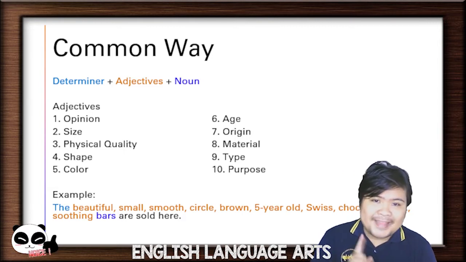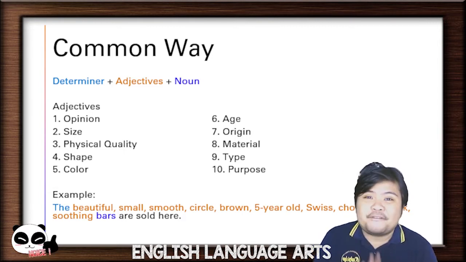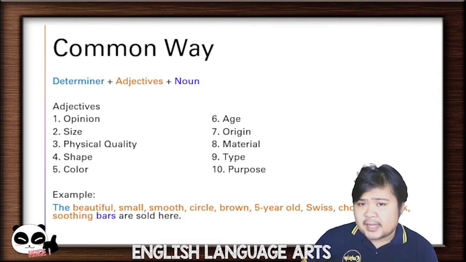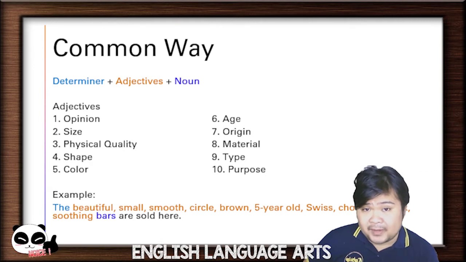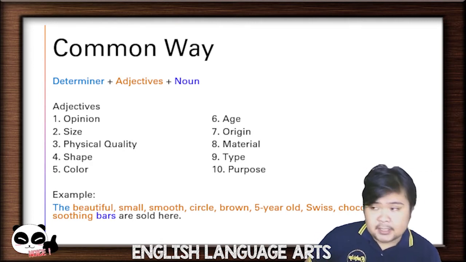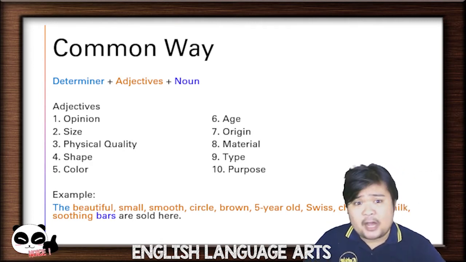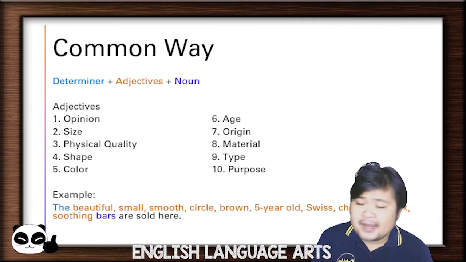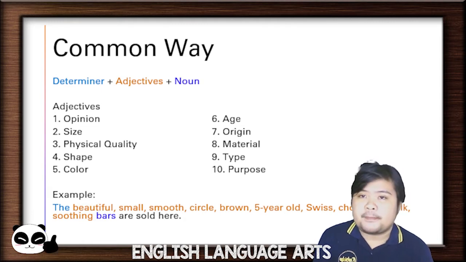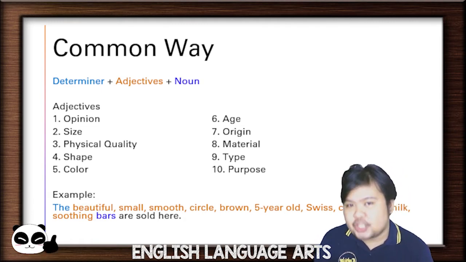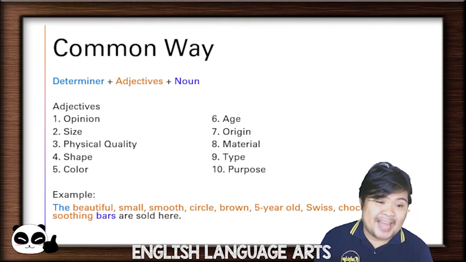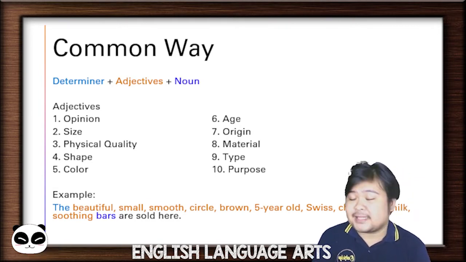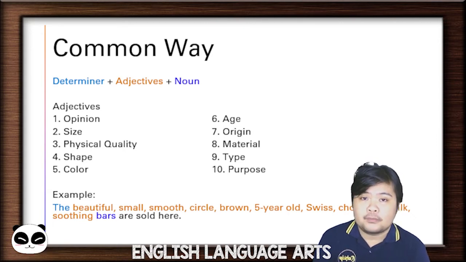Now take note with the adjectives there, you have to follow 10 different kinds of adjectives in the correct order. You start with opinion. These are adjectives that are true for you but not true for everyone else. Size, adjectives that describe how big, how small. Physical quality, these are adjectives that describe anything with the 5 senses. Shape, these are adjectives that describe the exact shape, circle, square, rectangle. Color, these are the exact colors too, such as red, green, blue, right?